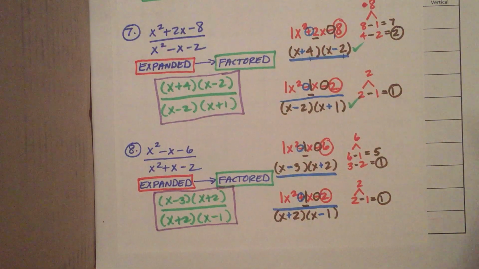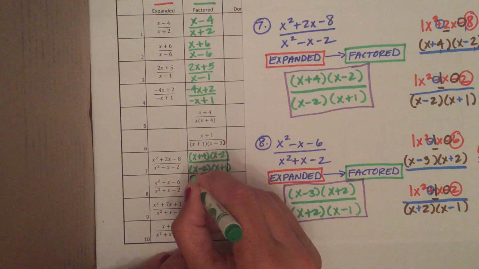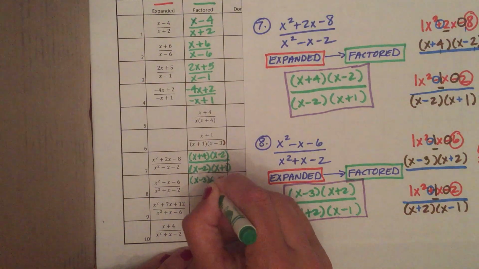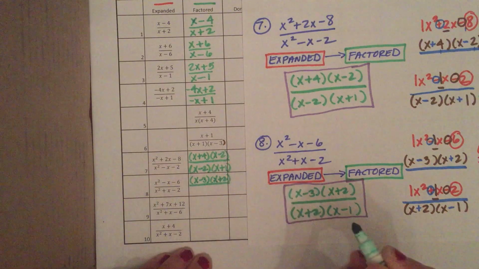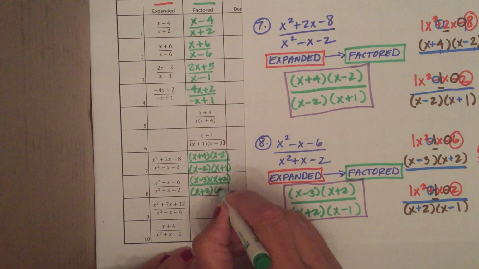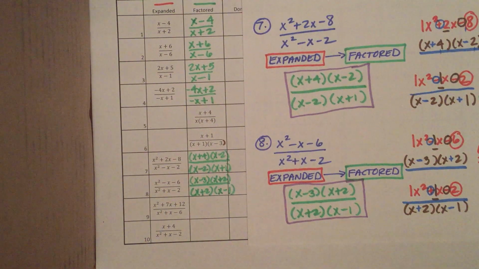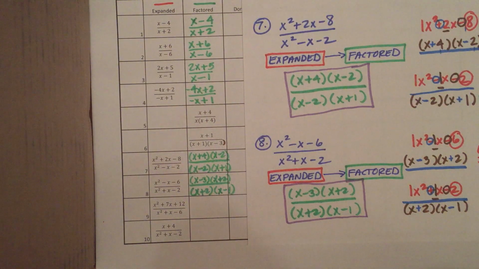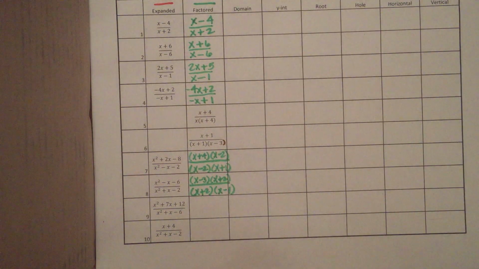That's factored form for number 8. So I'm going to come over on my paper for number 8, and I'm going to write my factored form, which is (x minus 3)(x plus 2) over (x plus 2)(x minus 1). So those are my factored forms. I've got two more, number 9 and number 10. We're going to go ahead and complete those as well.